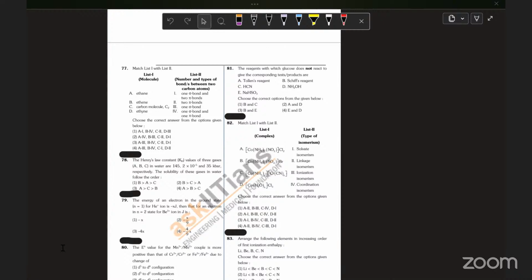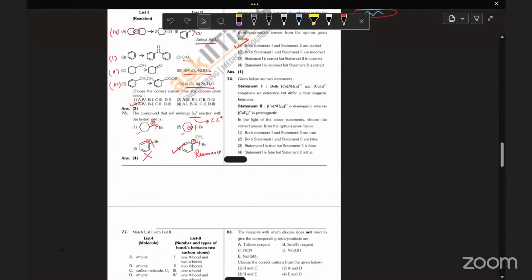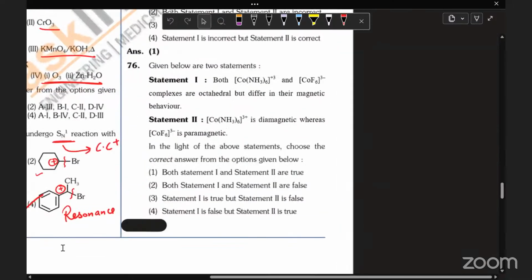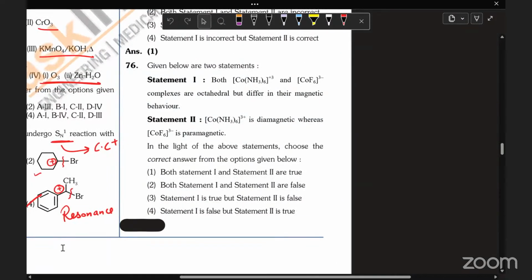All right, so let me just go back a bit, and here we go. Let's read the statement together. This is a statement question. Both [Co(NH3)6]3+ and [CoF6]3- complexes are octahedral but differ in their magnetic behavior. This is a question from coordination compounds, a straightforward question. Let's start with the statement: both are octahedral but differ in their magnetic behavior.